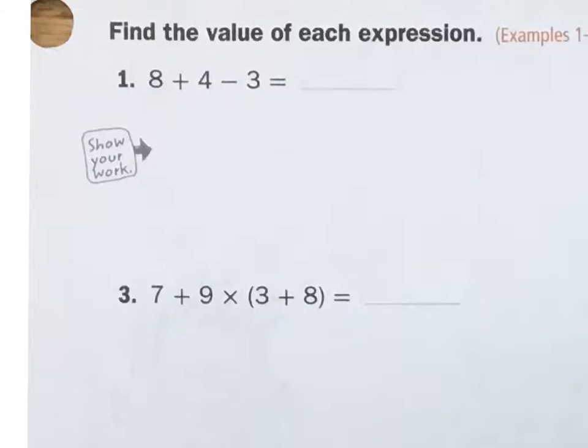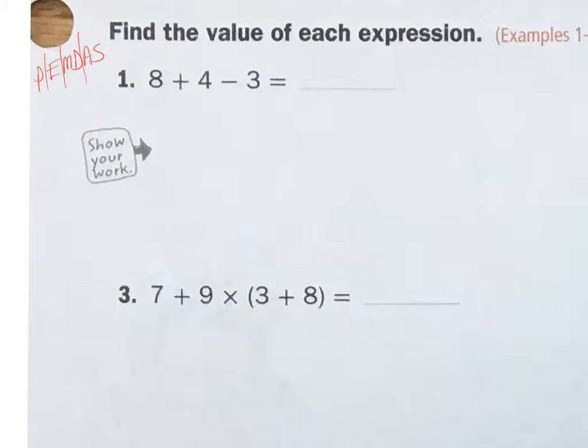Independent practice for 6.2. We're going to follow our order of operations. P, E, M, D, A, S. PEMDAS. Okay. So we start with any, and we want to show work. Start with any parentheses, none. Any exponents, no. Any multiplication, division, no.